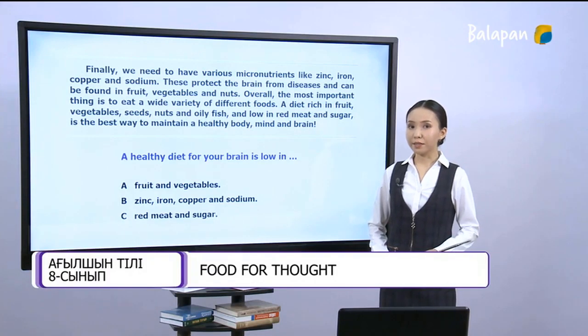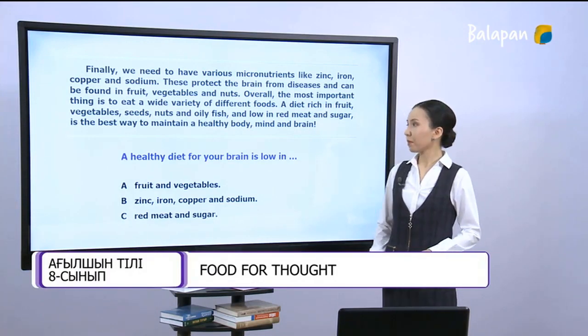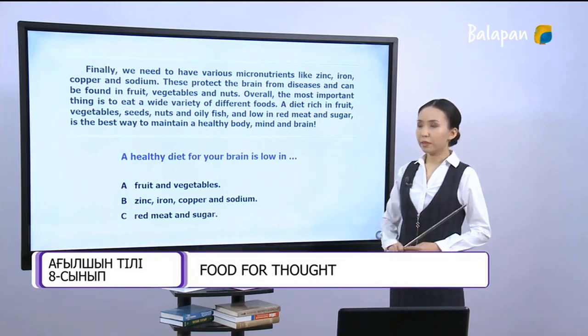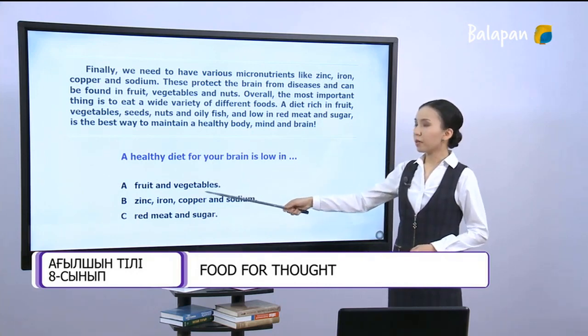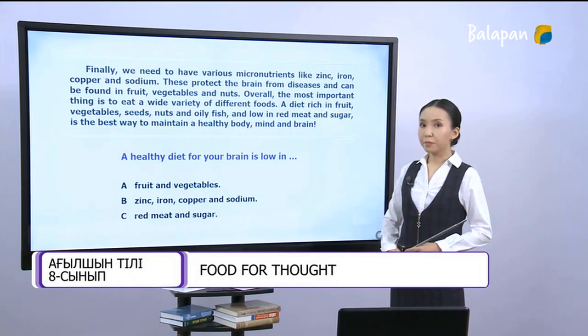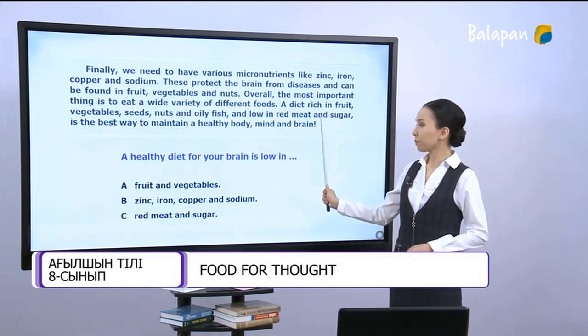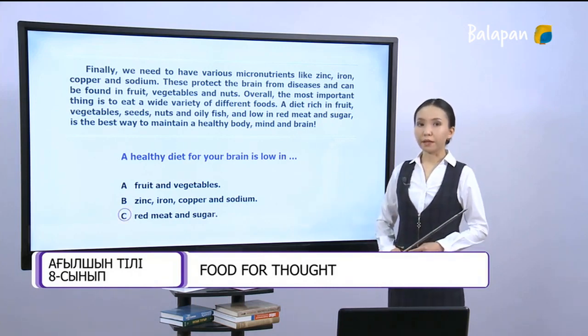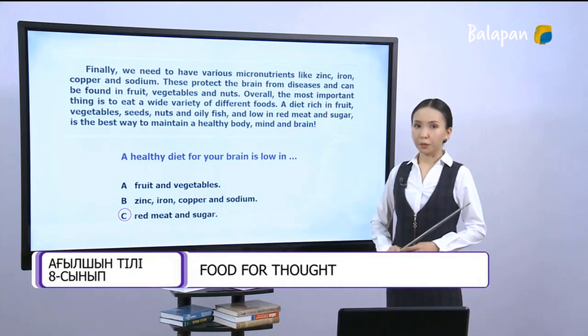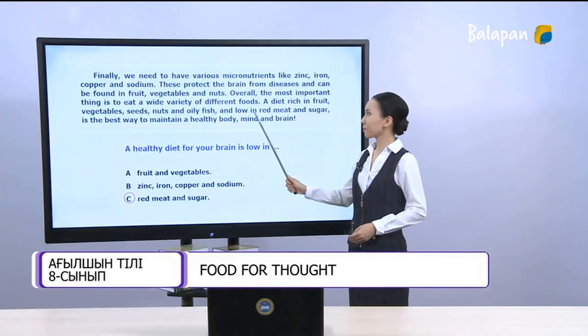Choose the correct ending of the sentence. A healthy diet for your brain is low in fruit and vegetables, zinc, iron, copper, and sodium, or red meat and sugar. Which variant is correct? Well done. The correct variant is C, red meat and sugar.